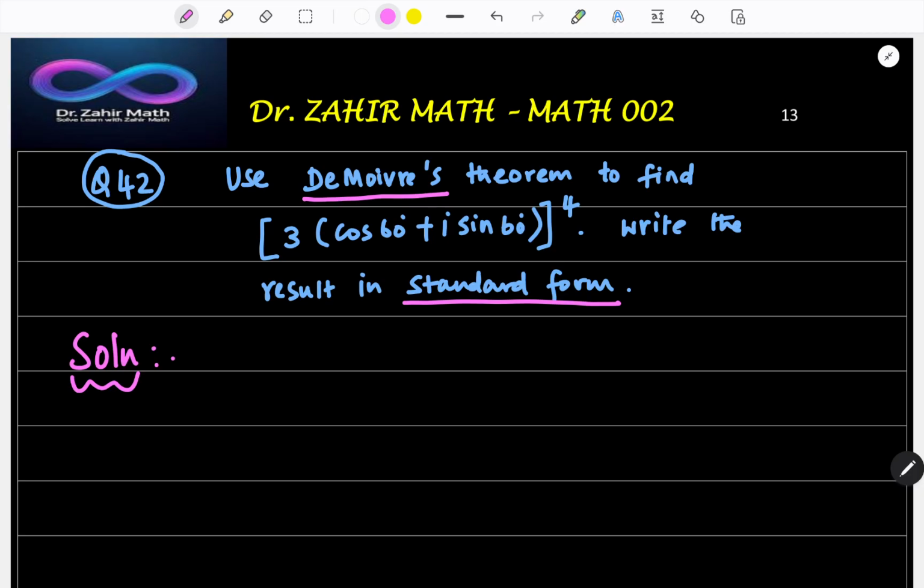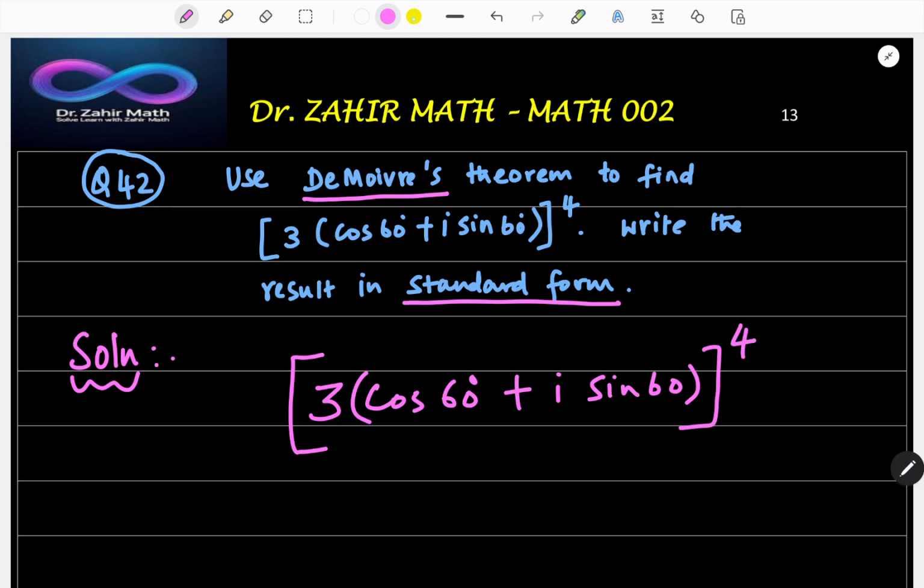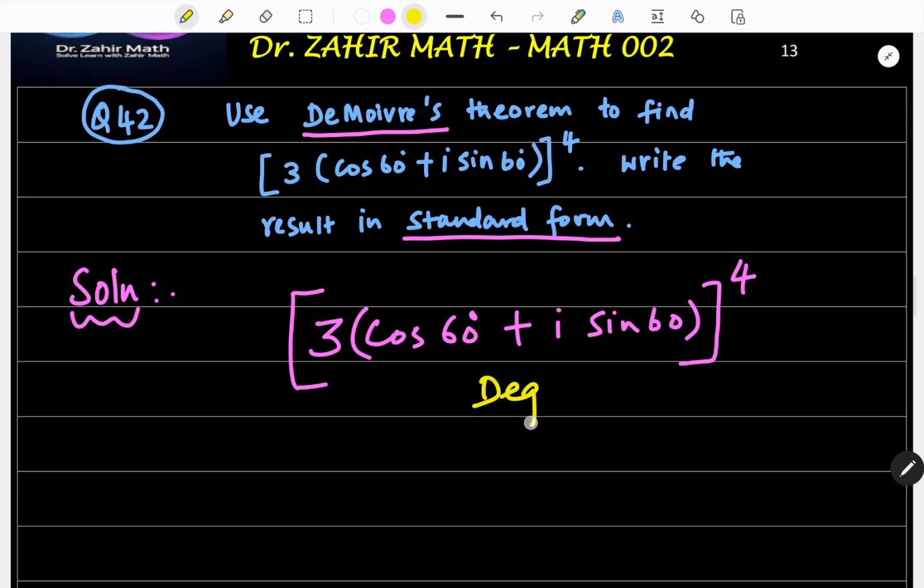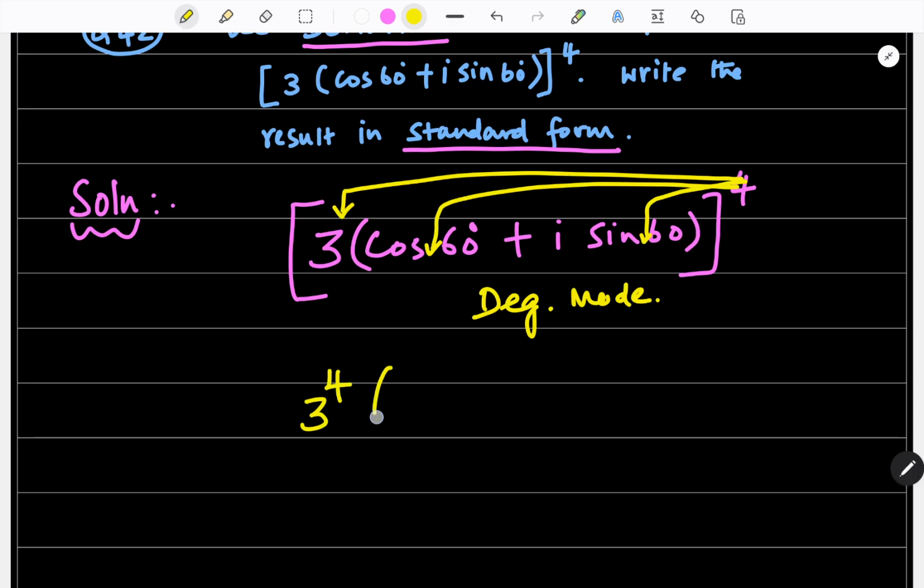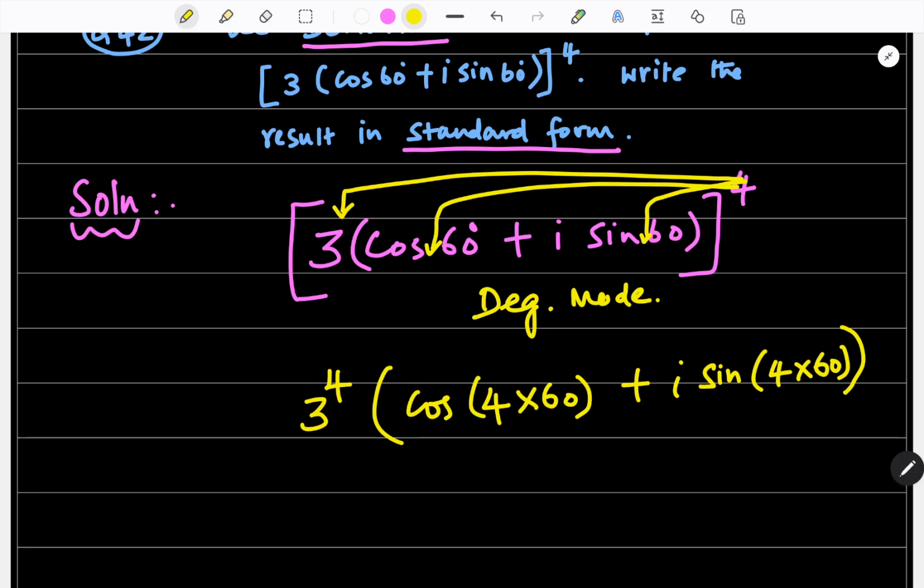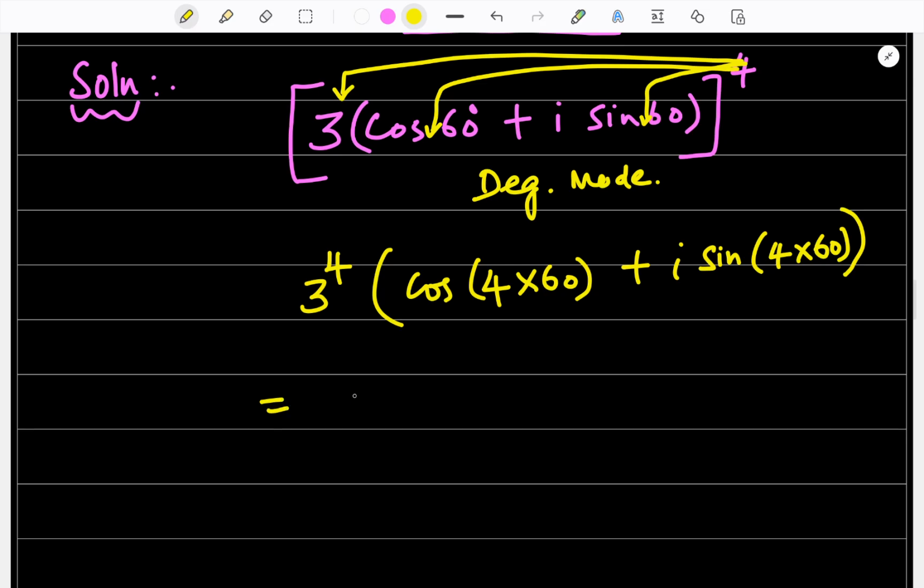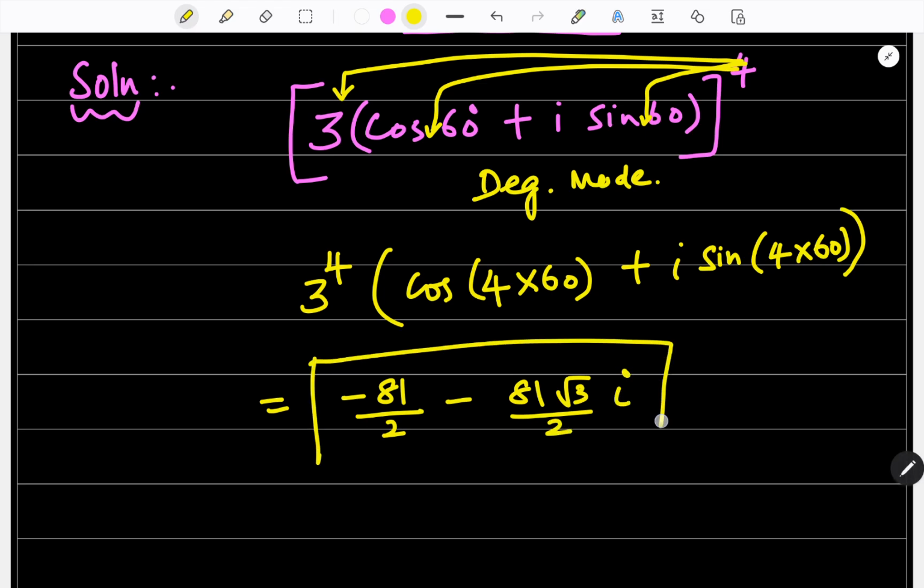Of course, the calculator always gives the standard form result, right? So the question is 3 cosine 60 degrees plus i sine 60 degrees, and the power is 4. The question is in degrees, so please make your calculator degree mode. How will the power come? The power goes to the top, and here, and here. So finally you will get 3 to the power 4, bracket open, cos of 4 times 60 plus i sine of 4 times 60. Clear everybody? Right. If you put this in the calculator, you will get minus 81 divided by 2 minus 81 root 3 divided by 2 i. Directly you can put it in the calculator.